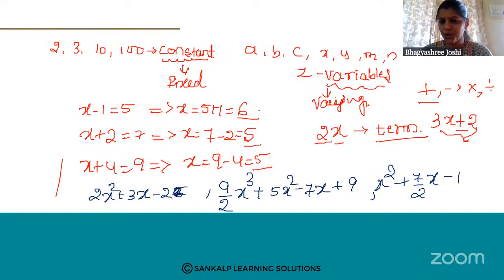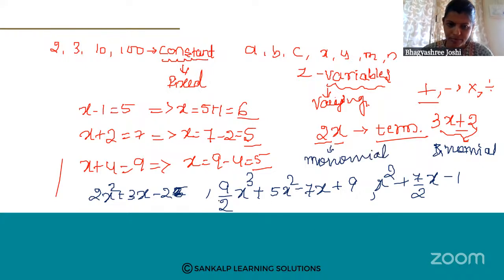If I write 2x, it has only one term, that means one constant and one variable. So this we call a monomial, right? And if it has two terms, then it is called a binomial. Next, if it has three terms, see, 1, 2, 3 terms. Here I am using two mathematical operations, addition and subtraction. So this we call a trinomial.